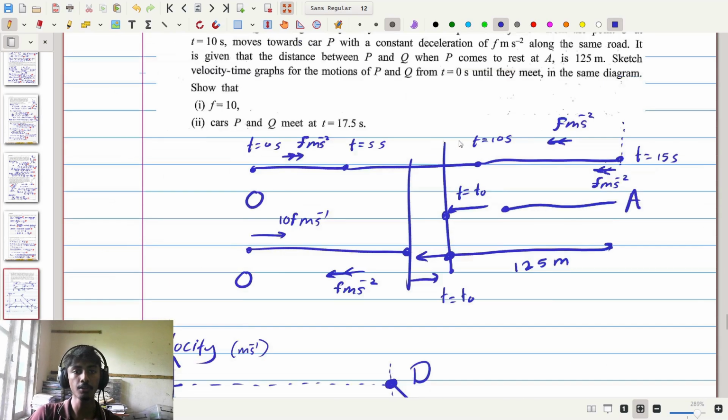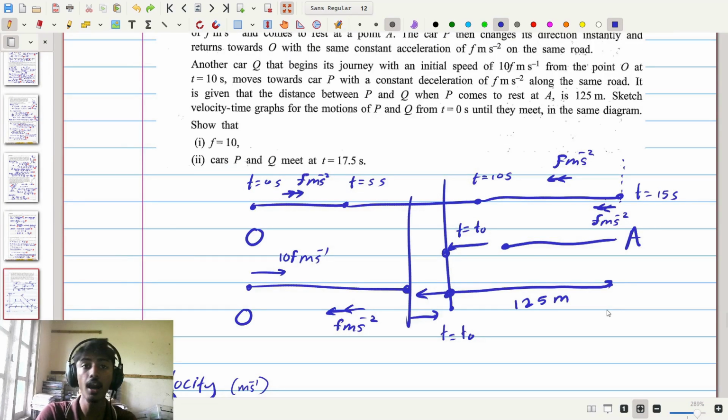Now we can move on to the second part of the question, which says show that the cars P and Q meet at t equals 17.5 seconds. So for this second part of the question, I'm going to be considering the total displacements of cars P and Q from their starting time until they end their motion by meeting at a certain point on the road. Now if car P and car Q meet at a certain time t equals t0, at that time t equals t0, they must be at the same exact point on the road.